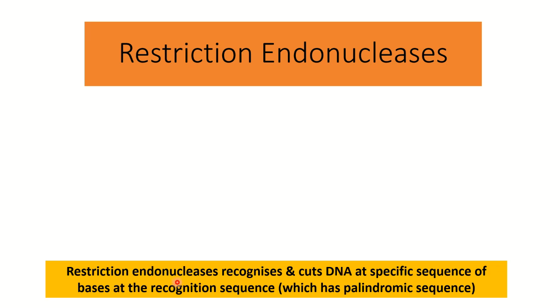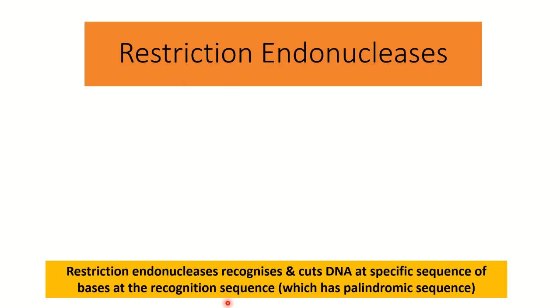So let's say you have a gene. Let's talk about our insulin gene. Before the insulin gene and after the insulin gene, there are particular sequences of bases. And these sequences of bases are called recognition sequences. So this enzyme is going to attach to these recognition sequences and cut the DNA. So this is what it does.